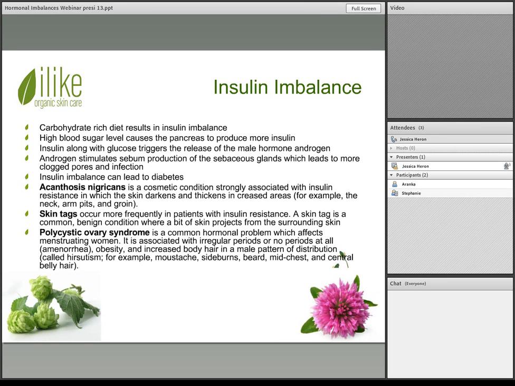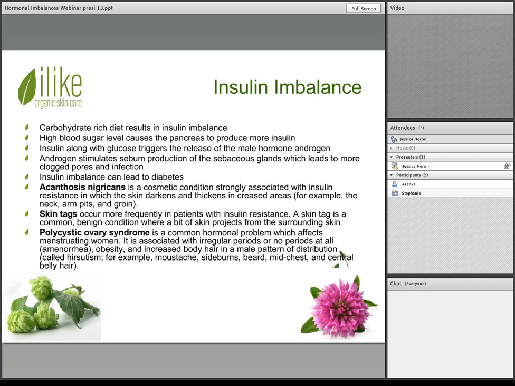Polycystic ovarian syndrome is a common hormonal problem which affects menstruating women, so during a time in a woman's life when they're still menstruating. It is associated with irregular periods or sometimes no periods at all. It can also be associated with obesity and increased body hair in a male pattern of distribution called hirsutism. So for example, around the upper lip, a mustache, sideburns, beard, or the mid-chest and the central belly area are some common areas where you'll notice increased body hair patterns, like a male pattern.